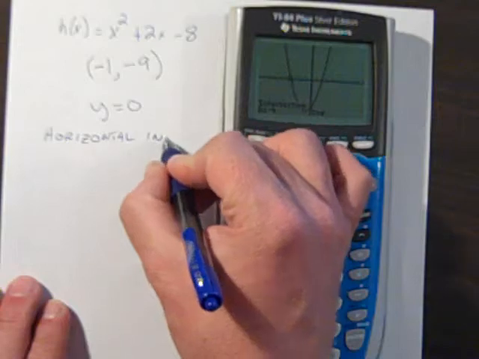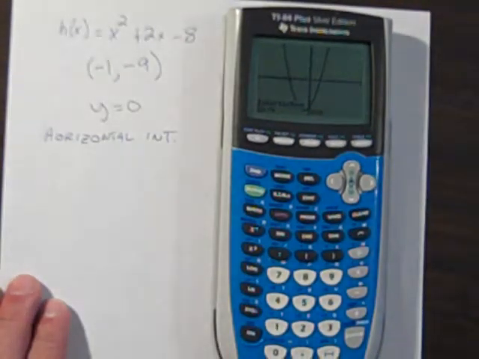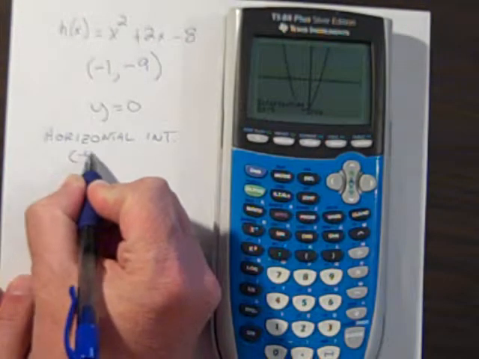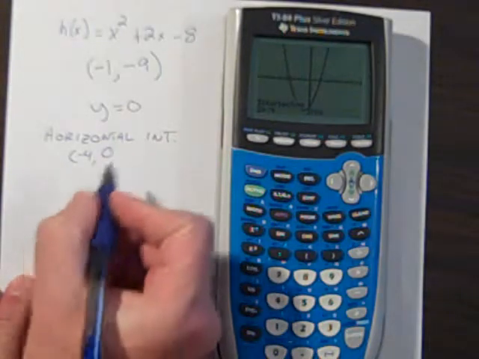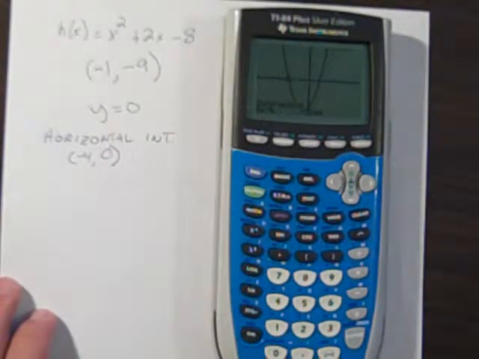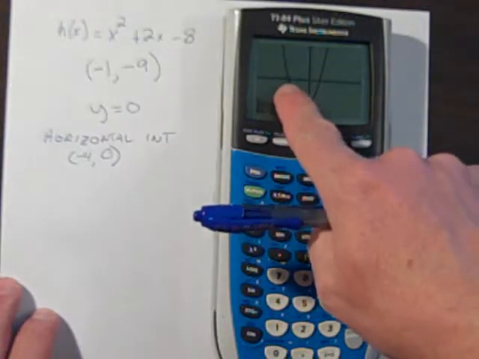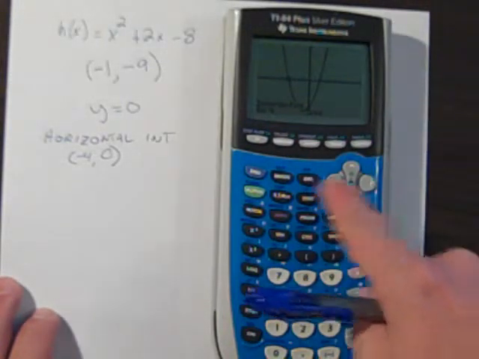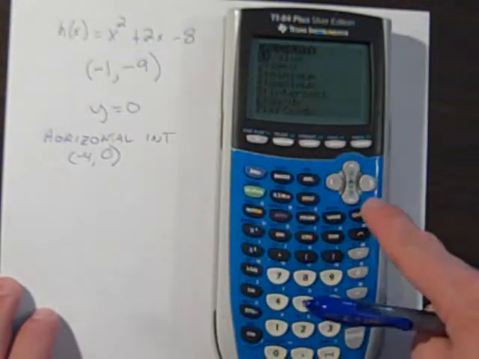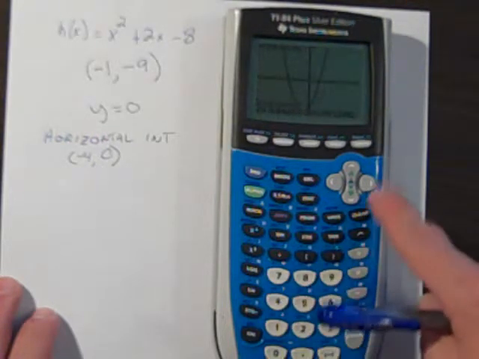Horizontal intercept is -4, 0. Now on this one there's going to be 2. We found the first one. Now we need to do the same process for the second one. So again I'm going to go second trace. 5 is my option. That's my intersect.